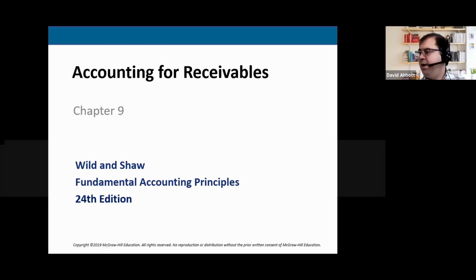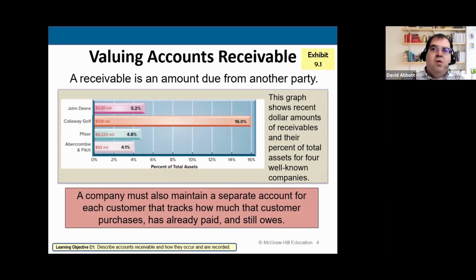Today we're talking about how to account for receivables. Okay, so we've touched on this a little bit already, but remember that a receivable is an amount that's due from another party. So it's something that we're owed as a business. The two most common receivables are accounts receivable and notes receivable.